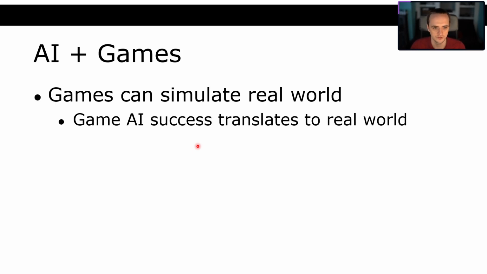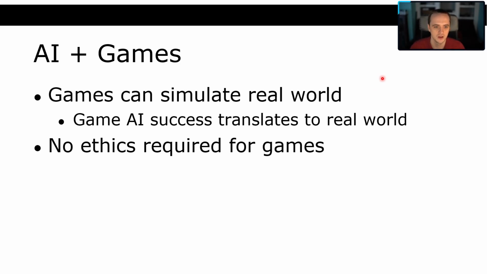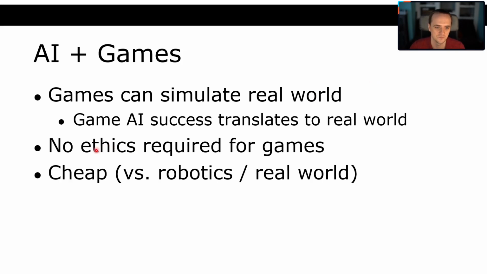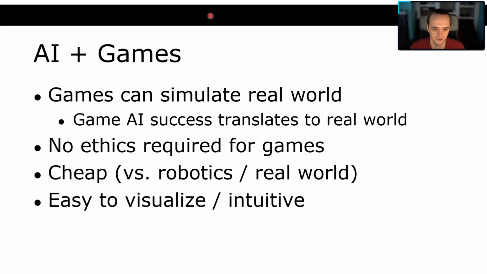Games are also important, especially video games, because they can simulate the real world. And so if we can have an AI that has success in a video game, that success could translate maybe to a real world problem. Also, there's no ethics required for computer games, right? You can make a GTA 5 bot that runs over all the people that you want. You don't have to apply for ethics for that. It's very difficult to get funding to do a similar project in the real world. It's very cheap. You could go buy a game for like $10 versus a robot that might cost you $10,000 or $100,000. It's very easy to visualize, and it's intuitive to show your results for games, right?